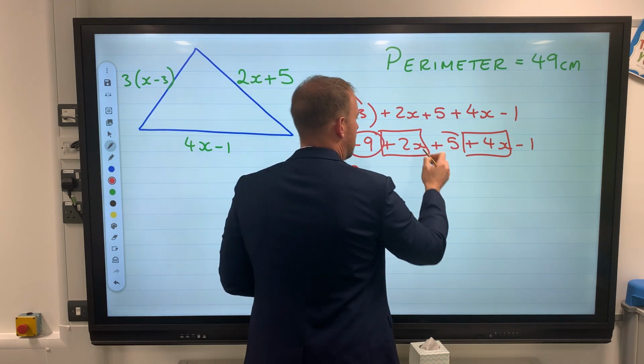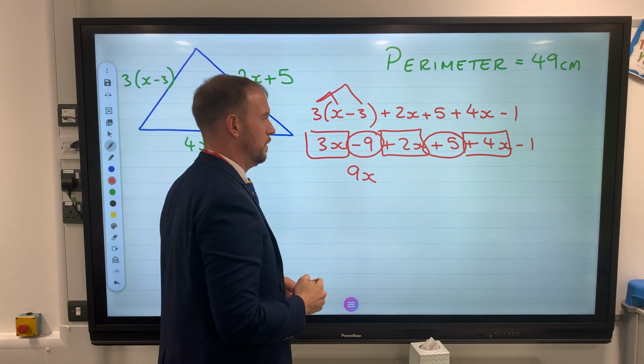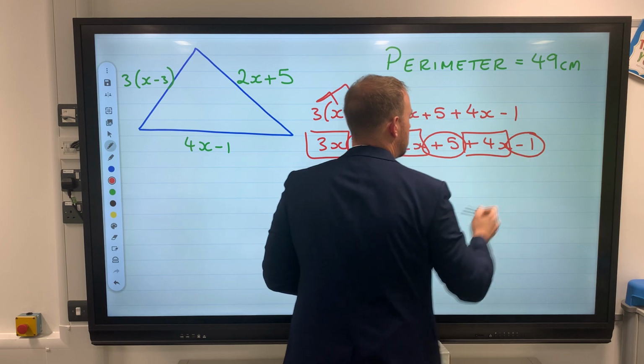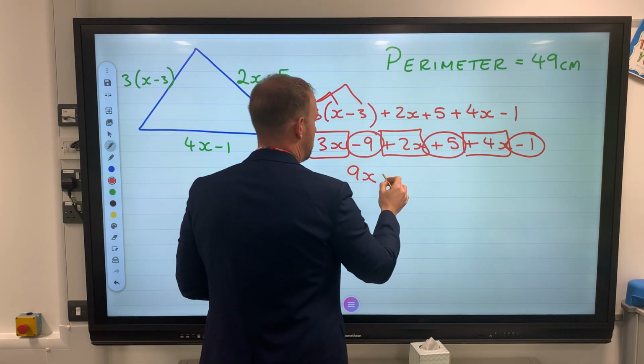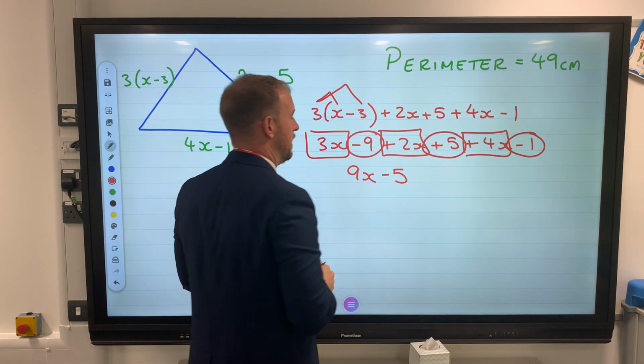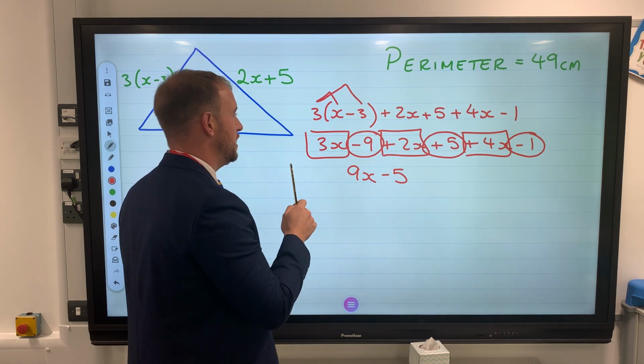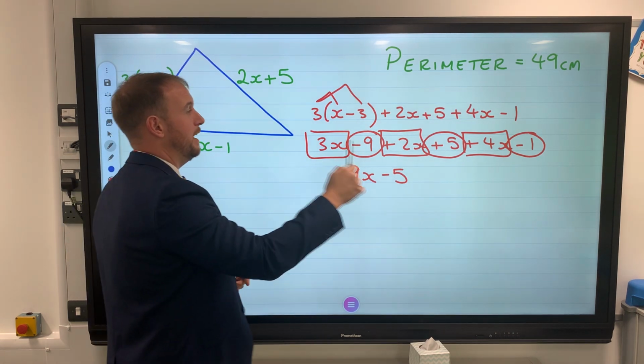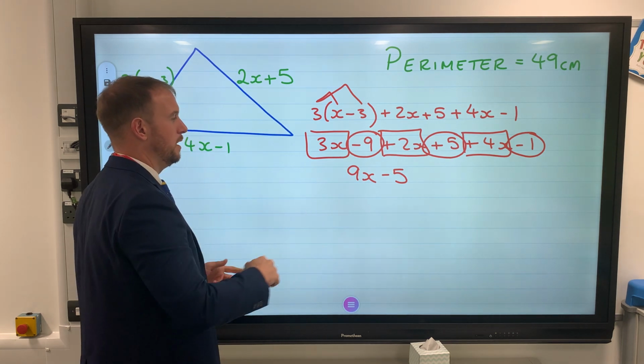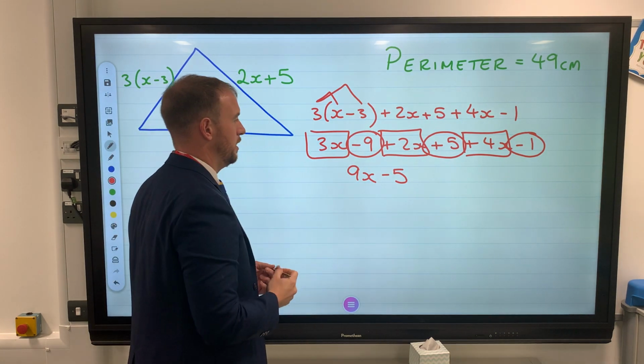Minus 9, add 5 is minus 4. Take away 1 is minus 5. Okay, remember the number line, use the number line: minus 9, add 5, then take away 1. So this is our expression.